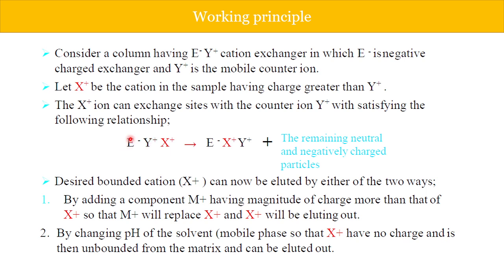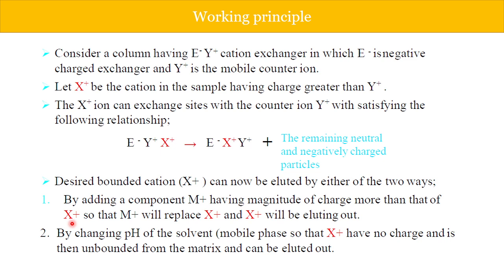First of all, your E minus comprises the column bead, and then Y plus comes and binds to E minus, but X plus, having higher charge and higher binding with E minus, will bind to it, leaving the Y plus separate, and the Y plus will elute. So the desired bound cation can now be eluted in either of two ways. The first is by adding a component M plus having a magnitude of charge more than that of X plus. That is, if you want to elute this X plus, you have to provide a component which will have a charge greater than that of X plus.